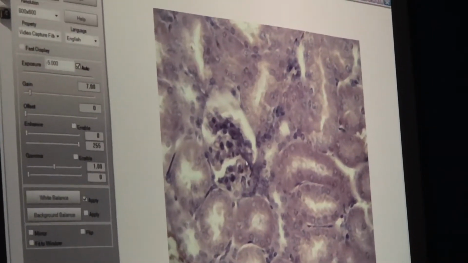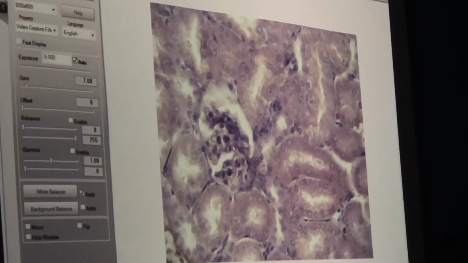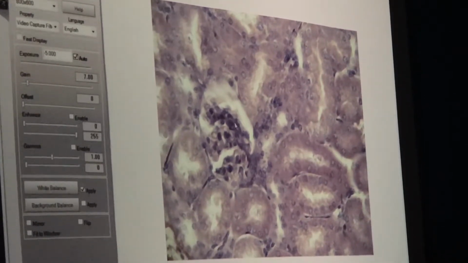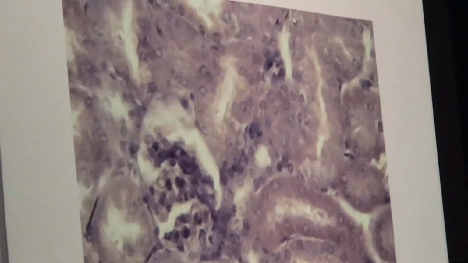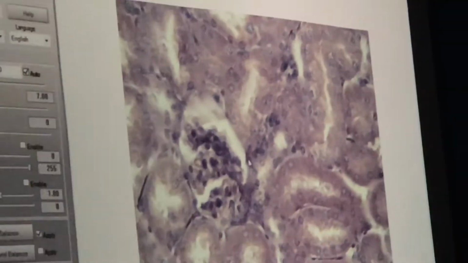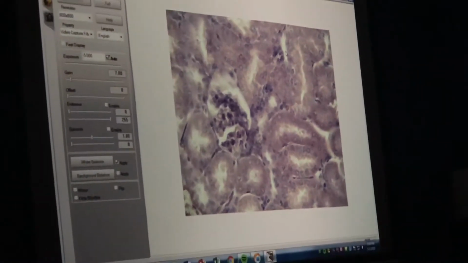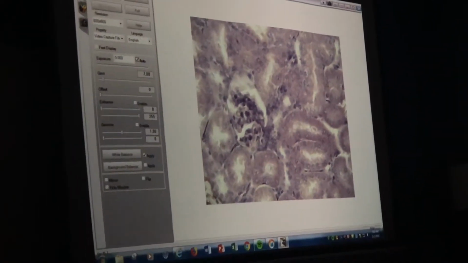I'm going to look for something that's the same color and texture as my glomerulus. So check out my glomerulus here. See this? That's a really long one. Usually you don't see them that long. That would be an arteriole coming off. Okay?